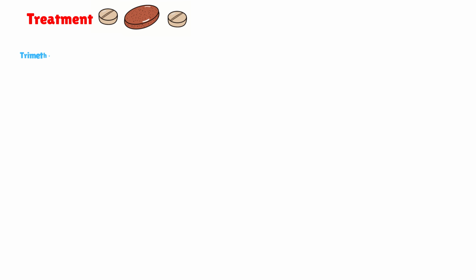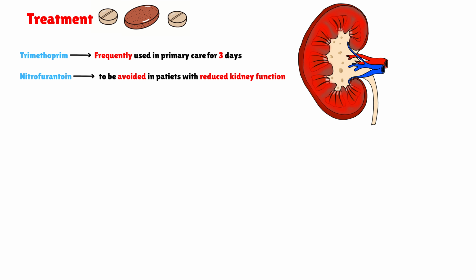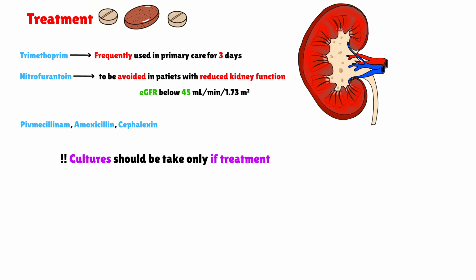Antibiotic choices depend on local resistance patterns. Trimethoprim is frequently used in primary care, typically for 3 days, though resistance can be high. Nitrofurantoin is another common option, but should be avoided in patients with reduced kidney function, particularly when the eGFR is below 45 milliliters per minute. Other alternatives include pivmecillinam, amoxicillin, and cephalexin. Cultures are not recommended unless treatment fails.